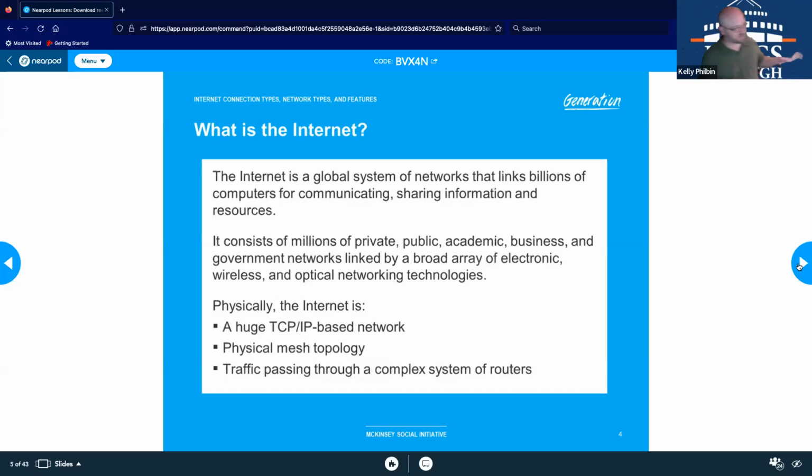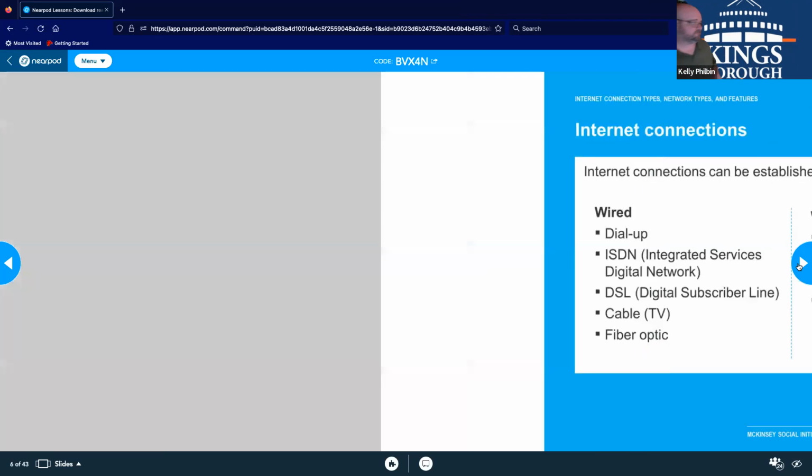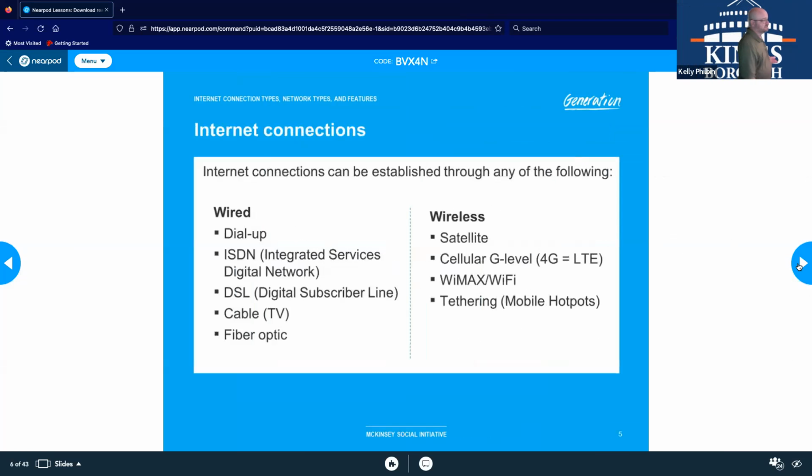So, all right. Basically, it's just a huge network of computers talking to each other through routers, and it can be over wireless. It can be over copper wire. It can be over fiber optic, and all this stuff has to work together. So the different types of internet connections that you will see on a pretty regular basis.